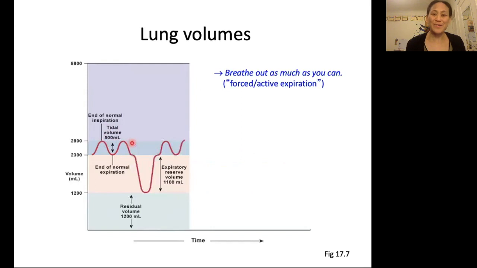Are you ready to do another breathing maneuver? Now I'm going to have you breathe out as much as you can. This act of breathing out with extra effort is called forced expiration or active expiration because you're putting in that extra effort. If we look at that on the graph, we can see that the volume in the lungs goes down when we do that, obviously.